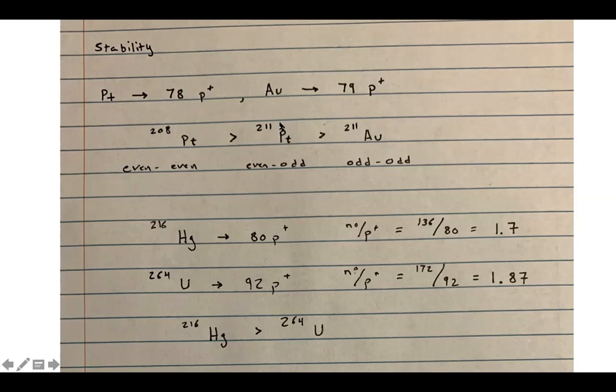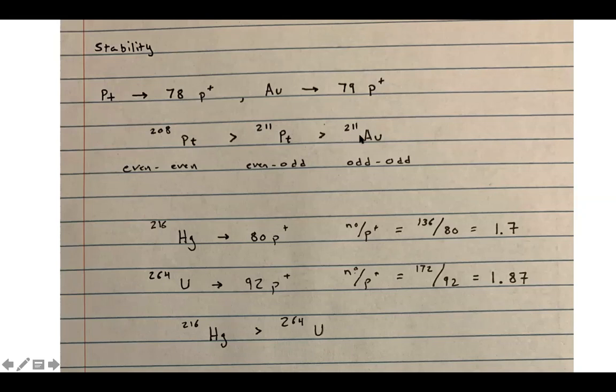Okay, now if you had platinum with 211 as the mass number, you would have an even number of protons, 78, but you would have 133 neutrons, which is an odd number of neutrons. So you'd expect this to be less stable. And again, pretend this mass number should have been 212. Okay, I apologize for that, 212.